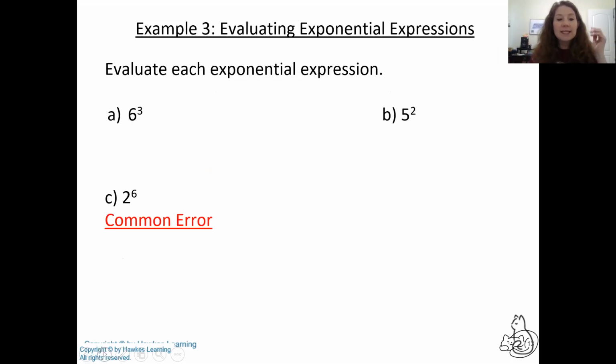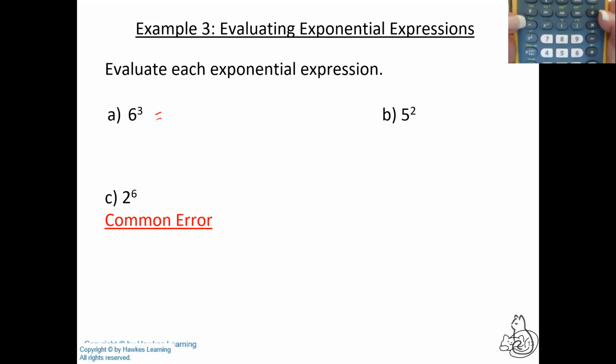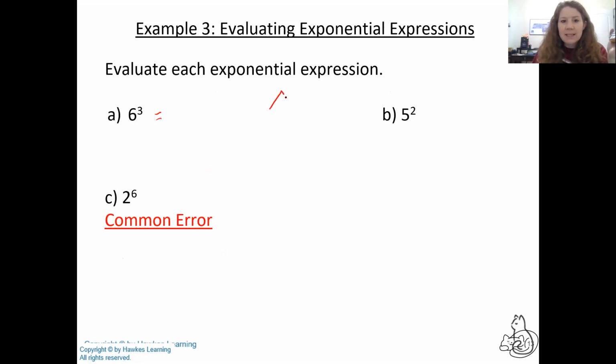All right, so what is 6 times 6 times 6? Well, I'm just going to use my calculator. If you have this calculator, you're looking for the caret button, which is right there. The caret button looks like this, okay? So if you have my kind of calculator, you would hit 6, you would hit your caret button, and then you would hit a 3. So 6 to the third power is 216.